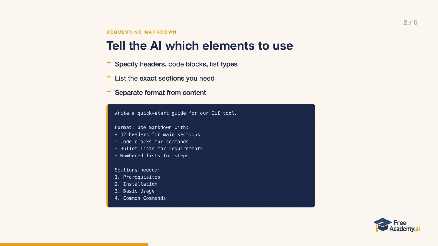Look at this prompt for a CLI Quick Start Guide. Instead of just saying write a guide, it spells out the format. Use H2 headers for the main sections. Use code blocks for the commands. Use bullet lists for requirements and numbered lists for steps. Then it lists the 4 sections it actually wants: prerequisites, installation, basic usage, and common commands.